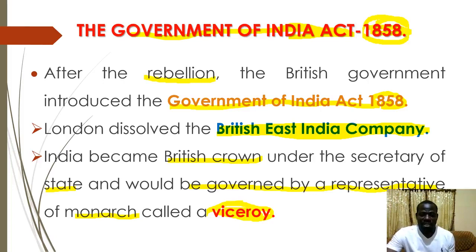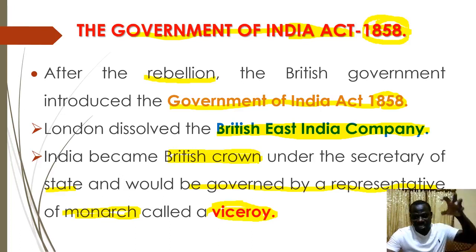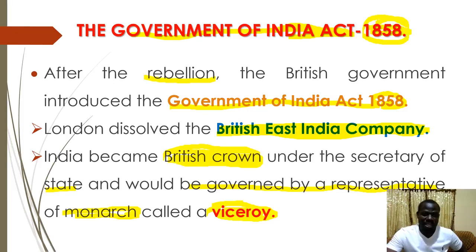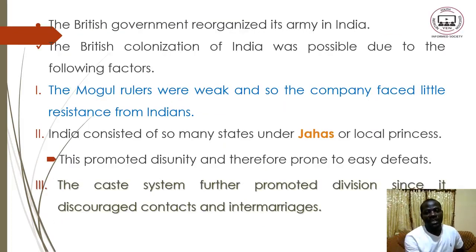However, there was going to be a viceroy. A viceroy was to be a representative of the monarch, that is the royal house of Britain. Today we talk of Queen Elizabeth. A representative of Queen Elizabeth was to be sent to India to represent the Queen. So it was to be called a British crown, whereby a representative of the royal house is sent to represent the royal house. That's why it is called a crown. So the British government also reorganized its army in India.